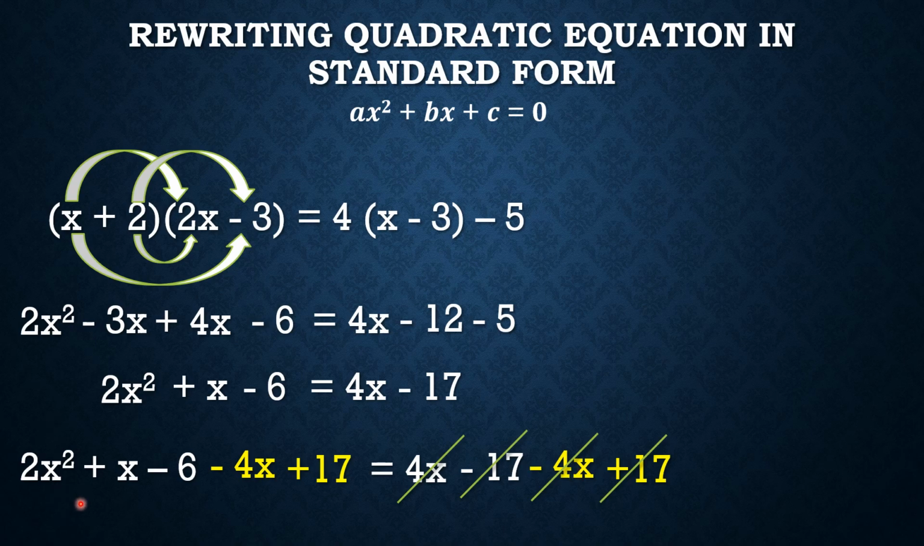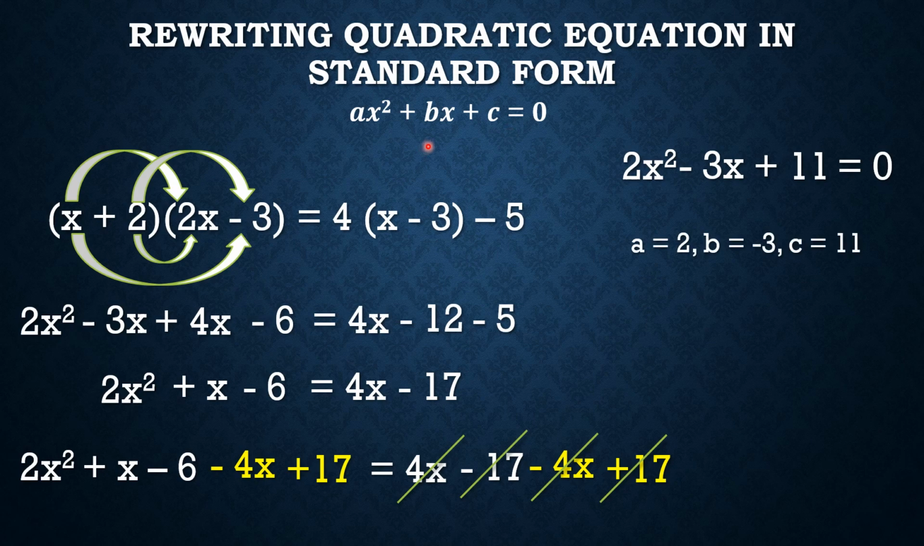Now, by simplifying the remaining expression, we have 2x squared, x minus 4x is negative 3x, negative 6 plus 17 is positive 11 equals 0. Ayan. So now, our equation is written in standard form. Quadratic equation in standard form. Now we have a is equal to 2, b equals negative 3, and c equals 11.